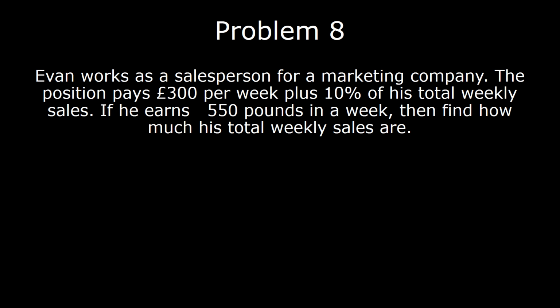1 into total weekly sales, of course, 1 being a multiplicative identity. Even if you don't know that term, you know that anything multiplied by 1 gives that itself. So total weekly sales equals 250 into 10. 250 into 10 is nothing but 2,500. Therefore, we have got the total weekly sales of Evan as 2,500 pounds.